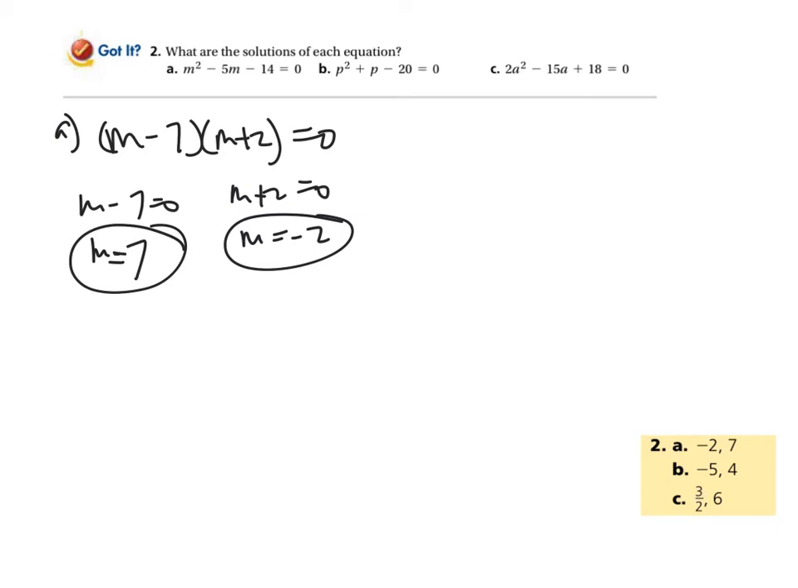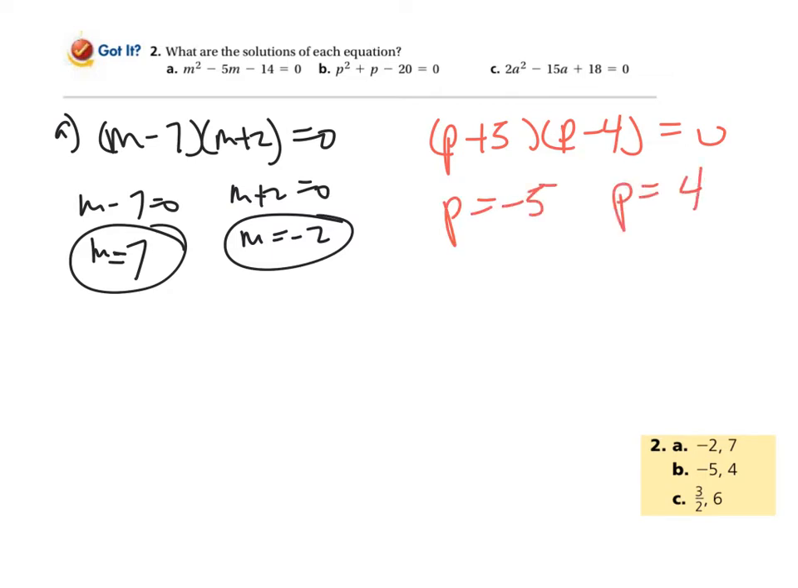B, we're going to factor this one. So it equals 0. We're going to get p plus 5 and p minus 4. So that means p is going to equal negative 5 and p is going to equal positive 4. When you go to solve, again, remember each of those is set equal to 0 and then solved.